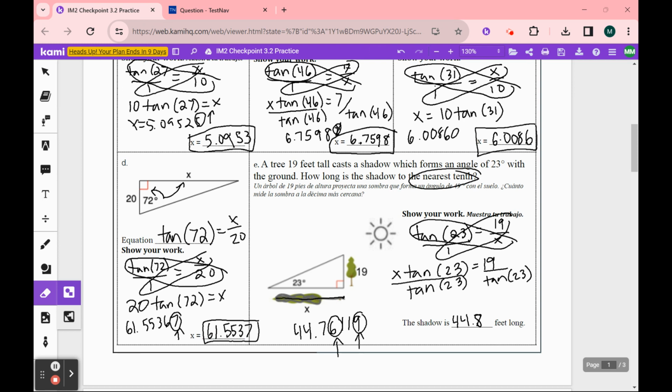The actual checkpoint for this one is a little bit different. It has fewer problems, but every type is going to be on it. And there is an error analysis problem. So try to keep track of what mistakes you typically make because one of those will likely be presented in the checkpoint.